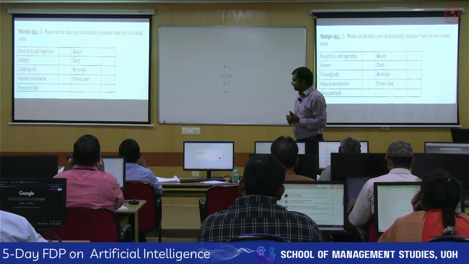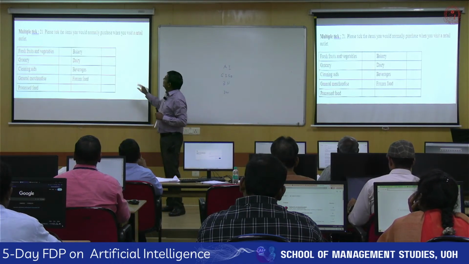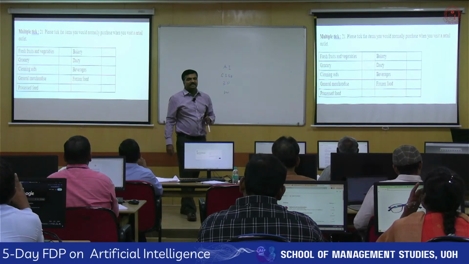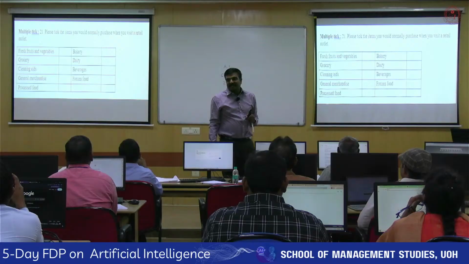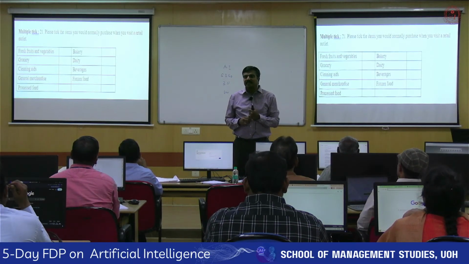Assume this question. Look at this question. Which one will you purchase? Here, will it have multiple ticks or a single tick? Multiple ticks will be there. Now I want to analyze this data. How do you want to enter this data? How to code it? Anybody? How to code this?